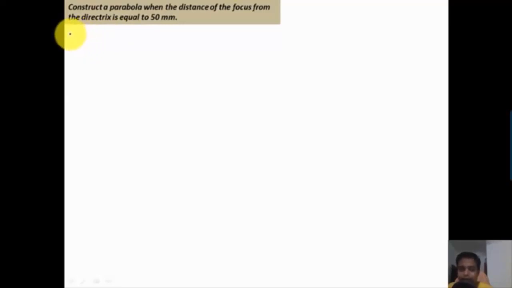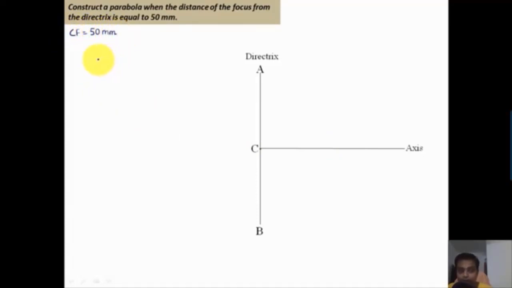Let us say that we have a point C on the directrix line itself. This vertical line is the directrix. And from this directrix, the distance of the focus is how much? 50 millimeters. So let me write it down over here: CF is equal to 50 millimeters. We are supposed to draw a parabola. So first of all, let me locate this F over here, somewhere here, and here it is. This point lies at a distance of 50 millimeters from this point C.